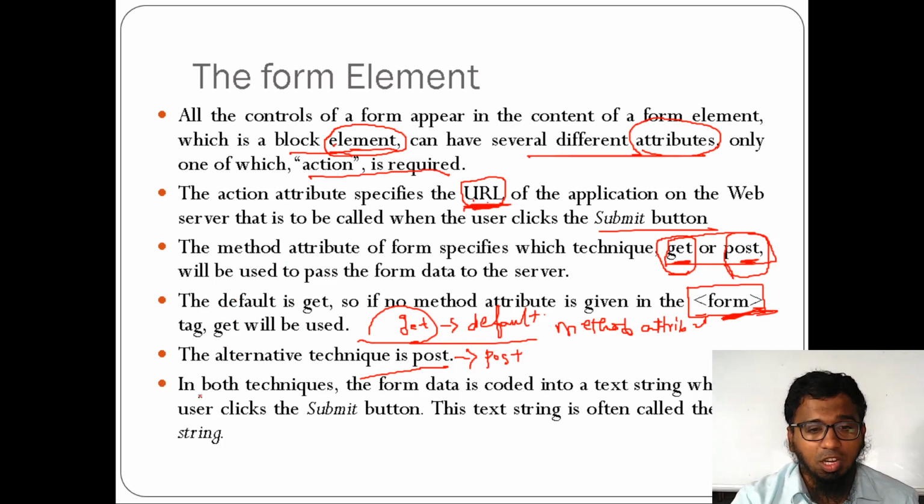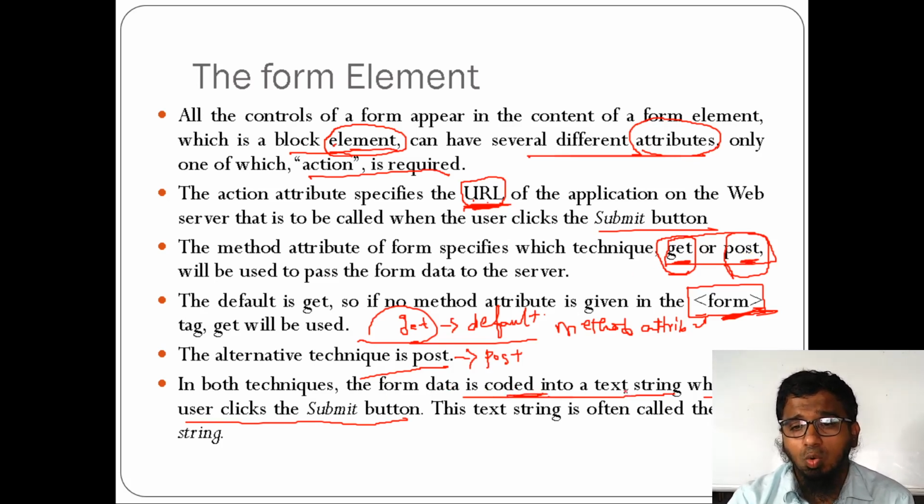Okay, we will see today. In both techniques, the form data is coded into the string when the user clicks the submit button. What is the similarity between get and post? The similarity is that the form data is coded into a text string. Both will code into a text string when the submit button is clicked. This text string is often called the query string.